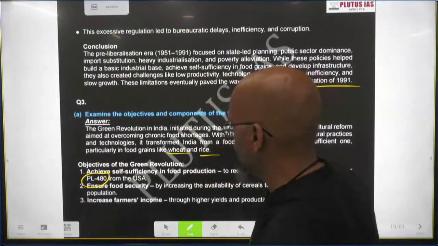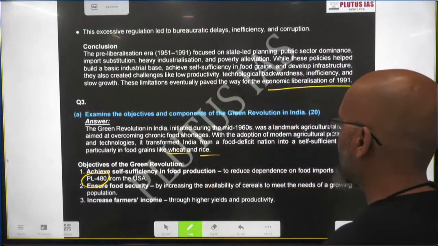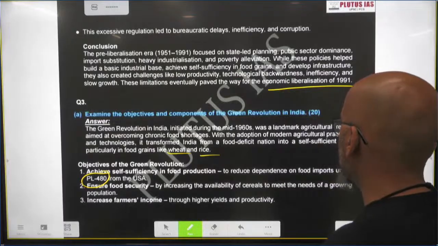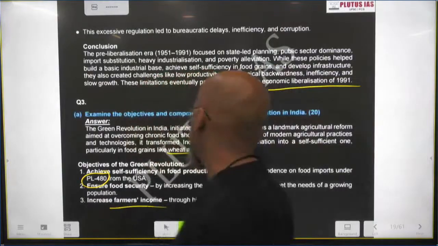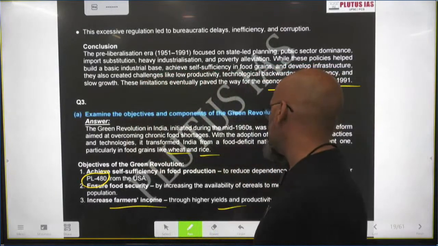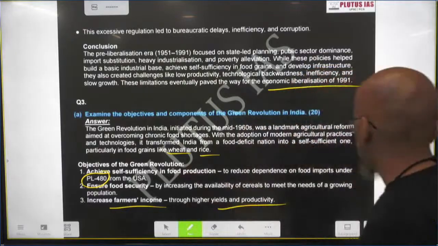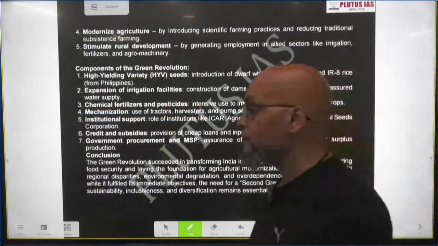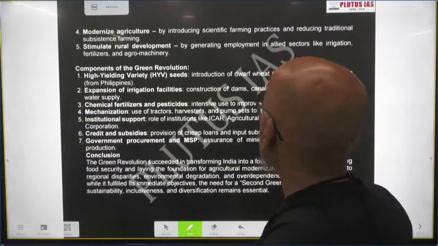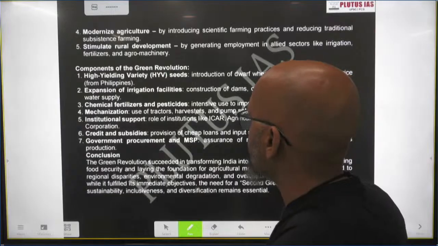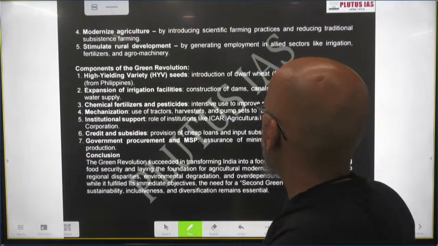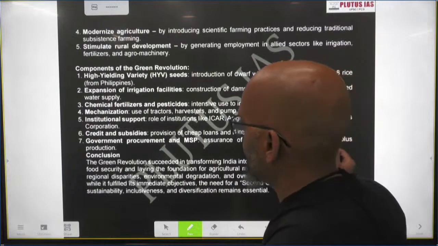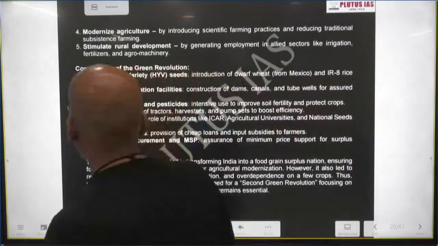Ensure food security by increasing the availability of cereals to meet the needs of a growing population. Then increase farmers' income through higher yield and productivity, as I have already discussed. Next is modernize agriculture by introducing scientific farming practices and reducing traditional subsistence farming. Then stimulate rural development by generating employment in allied sectors like irrigation, fertilizers, and agro machinery.